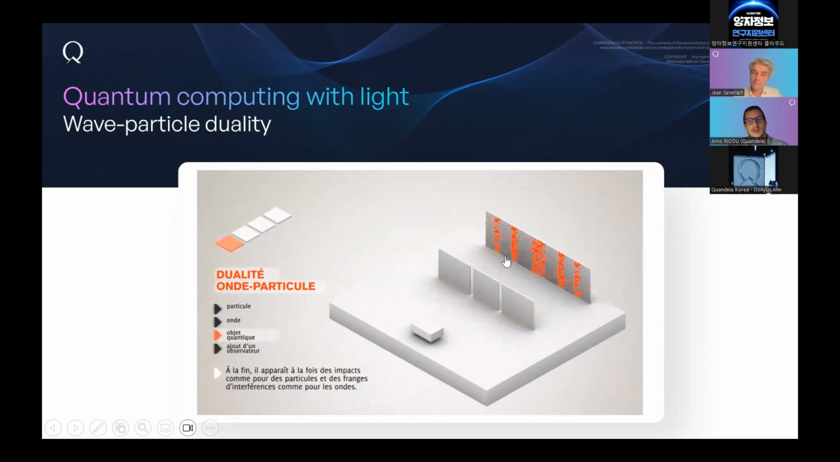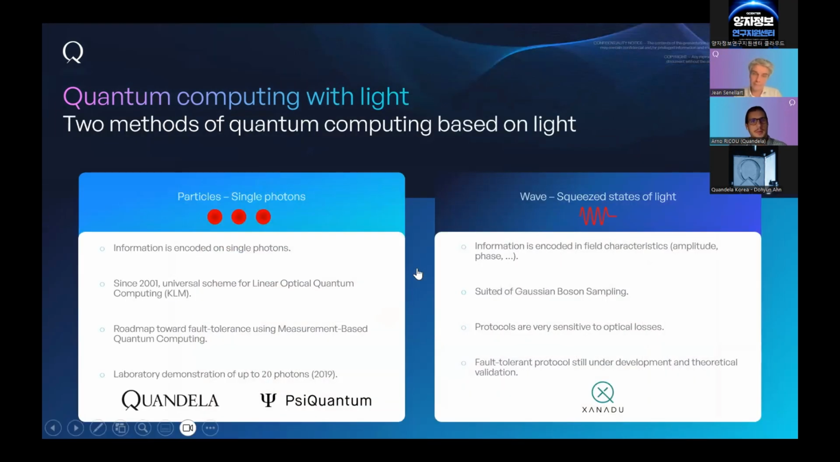So this means that we send a photon, which at some point we thought was a particle, but as it exhibits interference, it shows that it's also a wave. So this is it for the main quantum properties and how to exhibit these quantum properties using photons and linear optics.